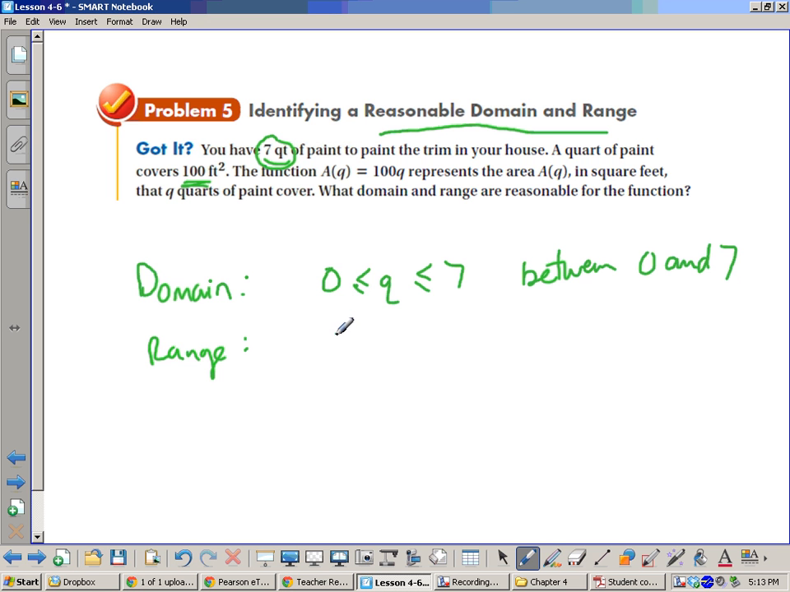The range would be the amount of paint that would be actually applied. We could use 0, and then our area could be anything between 0 and 700. Because if we use 7 quarts, 100 times 7 would give us 700 square feet that we would paint. So our domain would be using anything between 0 and 7, and our range would be anything between 0 and 700. So that's how you would identify a reasonable domain and range from a word problem.